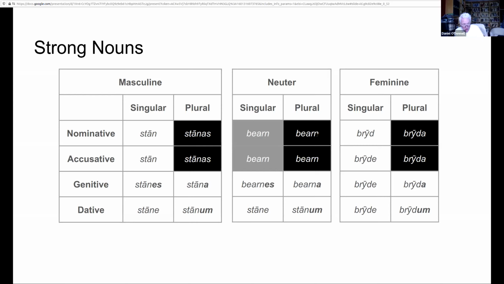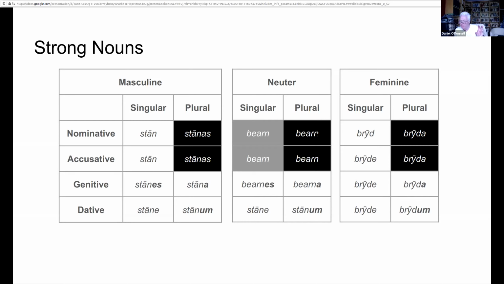So you've got stan in the nominative singular, and stanas in the nominative plural, and stan in the accusative singular, and stanas in the accusative plural. Again, we'll talk about what these cases mean in a second. Stanes in the genitive singular, stana in the genitive plural, stane in the dative singular, and stanum in the dative plural. And I've done a couple of things on this.